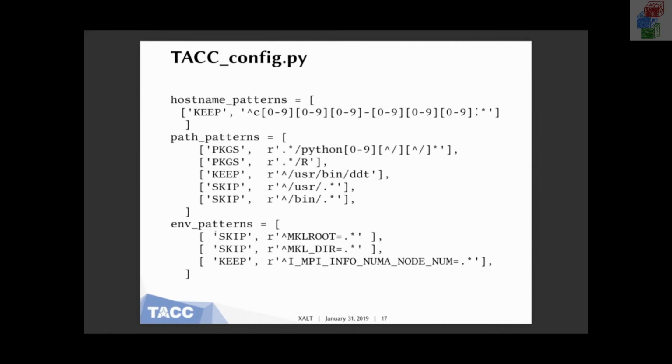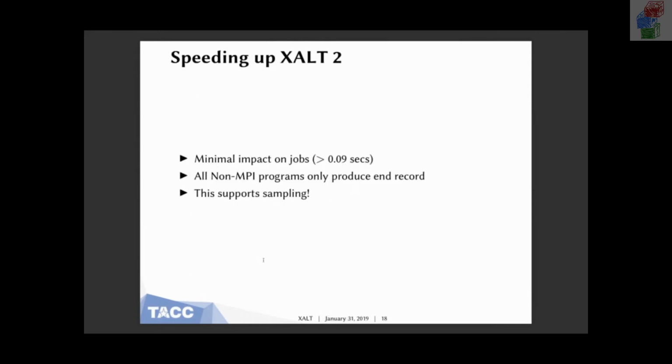And then you can also control what environment you track, and you might want to skip a lot, but keep some things, because the environment can be huge, and that can take up a lot of room in the database. So I want to have minimal impact on all programs. So currently, XALT, at least in my testing, takes less than 1/10 of a second.